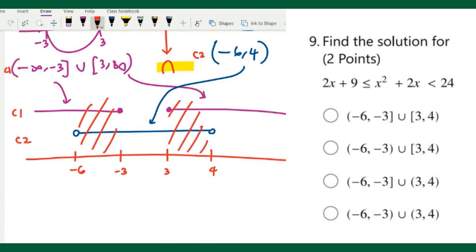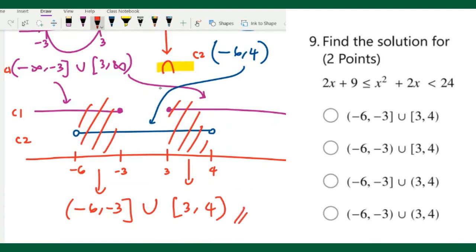Okay, so just write back the answer. So the answer will be from negative 6 to negative 3. Not including negative 6 but including negative 3. Union with the answer from this part. That is 3 to 4, including 3 but not including 4. There you go. These are the answer for this question.